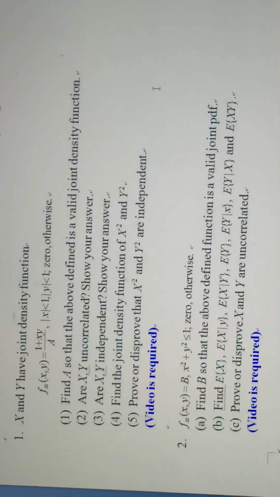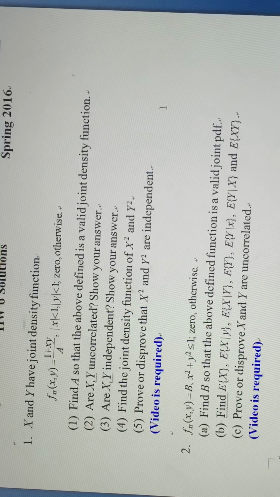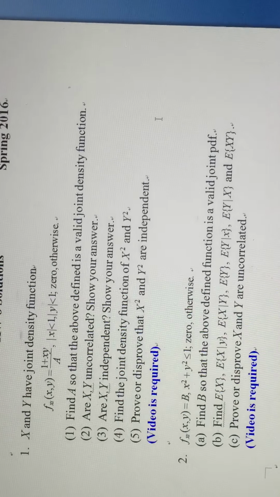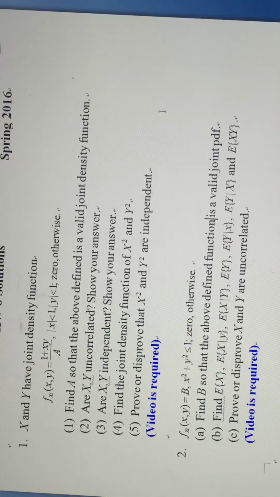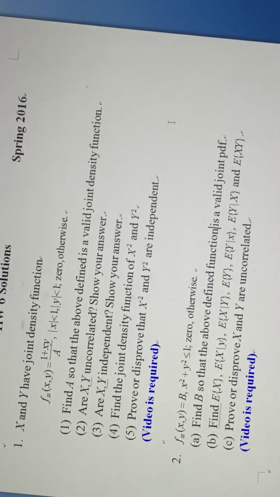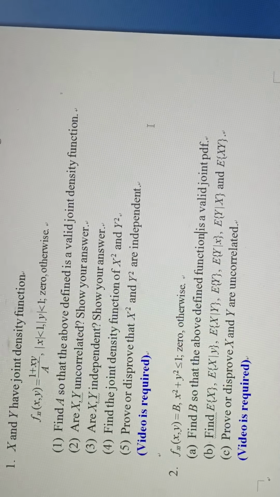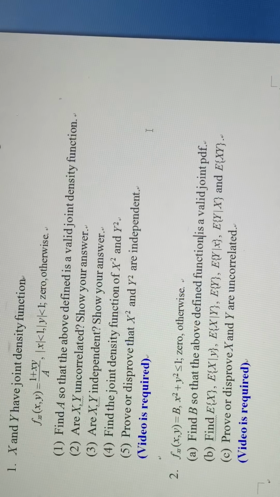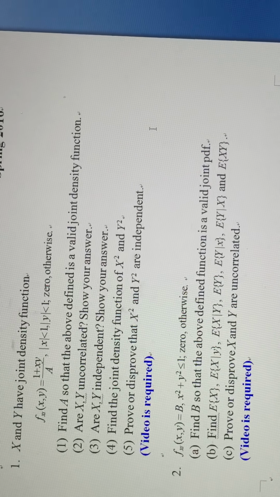For the first question, we are given that X and Y have joint density function f(x,y) equal to (1 plus xy) over a, where the absolute values of x and y are both smaller than 1, and 0 otherwise. First of all, we need to find a so that the equation above is identified as a joint density function.